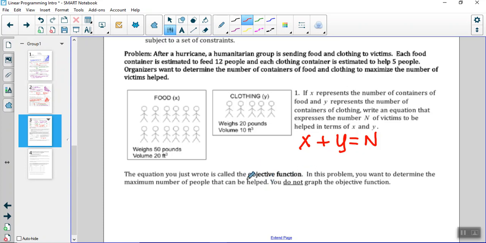So we use the objective function at the end of the procedure. You want to determine the maximum number of people that can be helped, so we're looking for the largest result we can get from this, but we don't graph the objective function. We're going to graph our inequalities on the next slide, but we never graph the objective function. So let's move on.